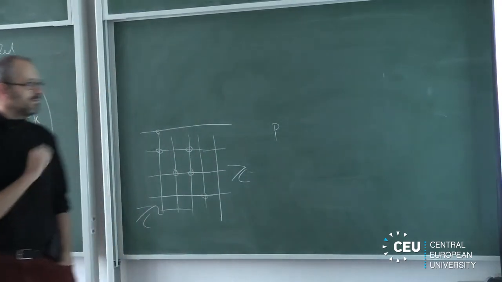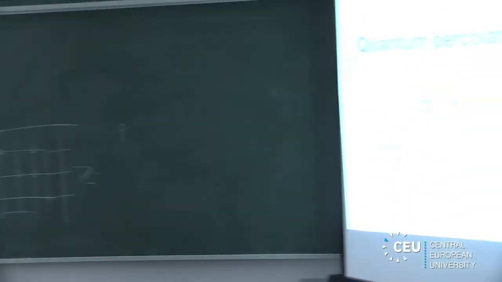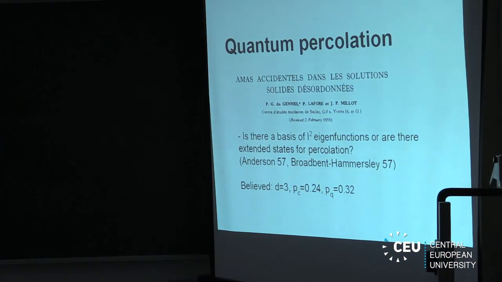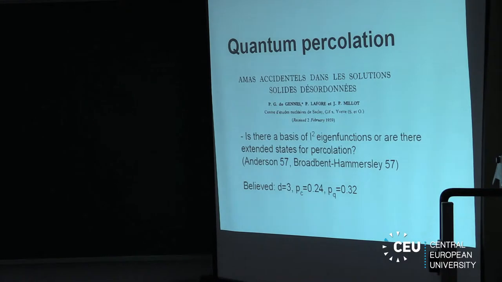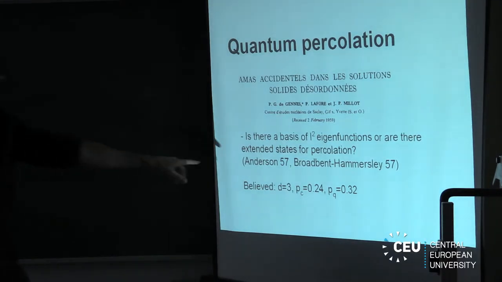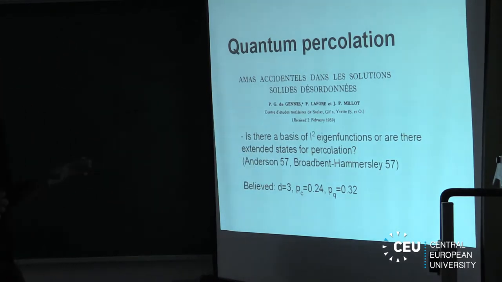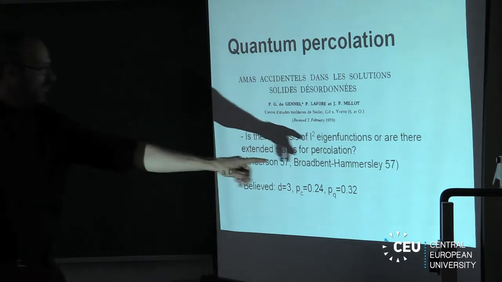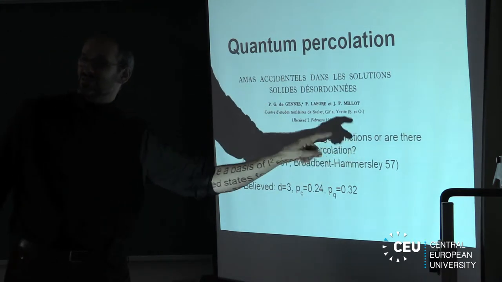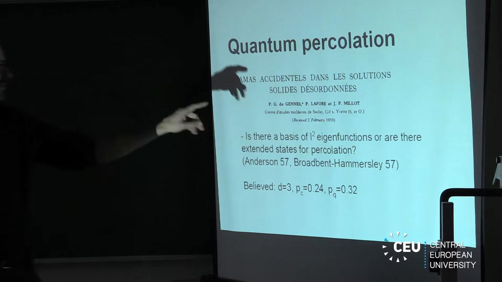This model, by the way, was introduced in a paper in 1959 by Jean Lafont and Mio. It came very shortly after the perturbative model, the Anderson model, which is extremely famous in math physics, and the Hammersley model of percolation. So percolation was also introduced two years before this paper.